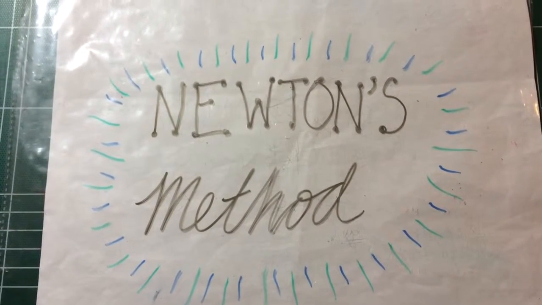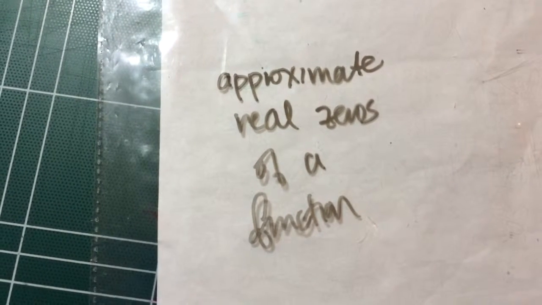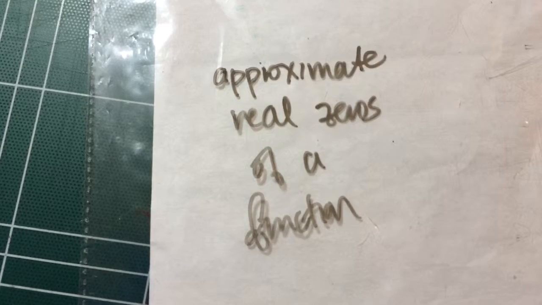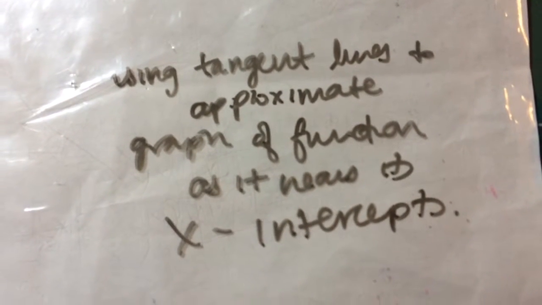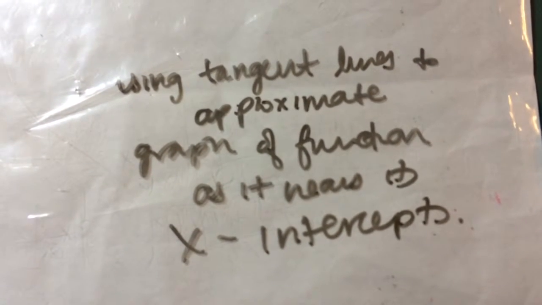Hello, and today we're going to learn about Newton's method. The purpose of using Newton's method is to approximate real zeros of a function, and we do this by using tangent lines to approximate the graph of a function as it nears its x-intercepts.